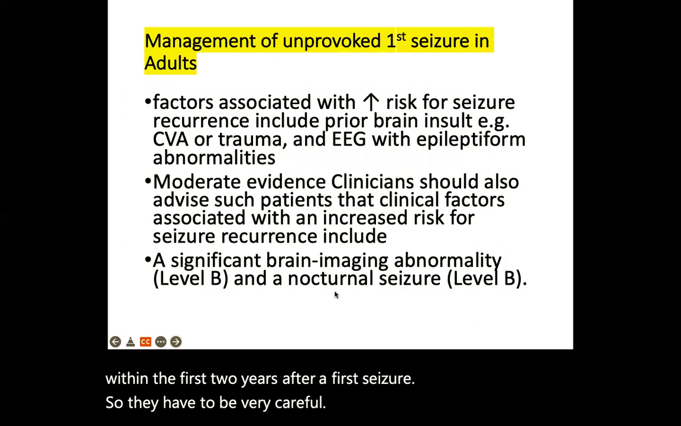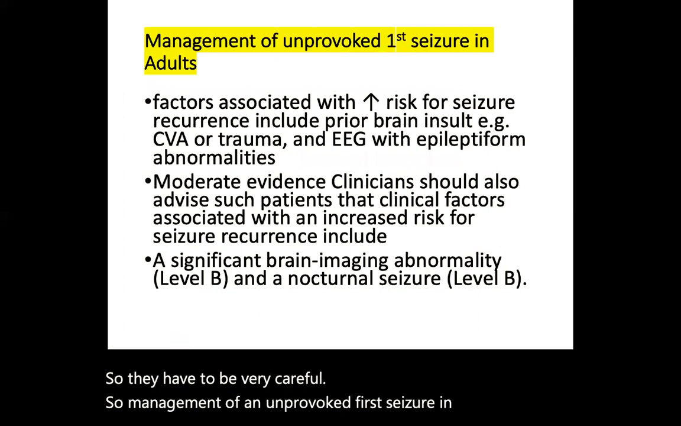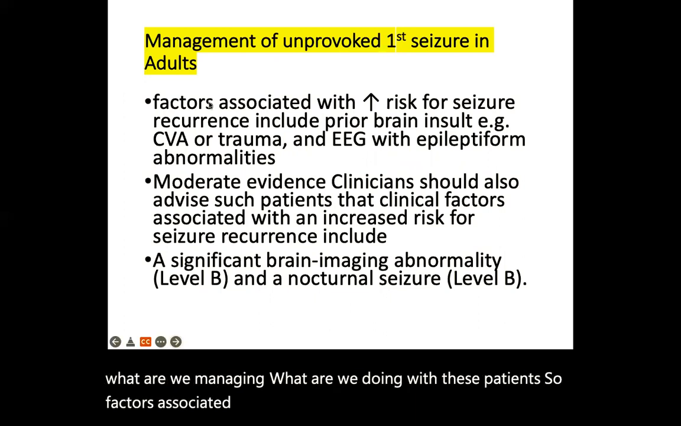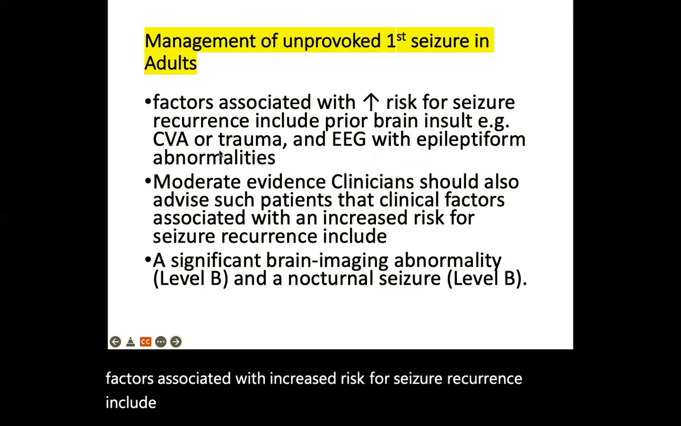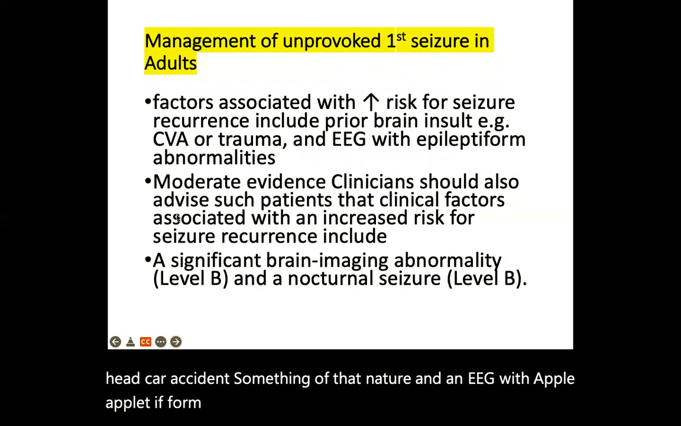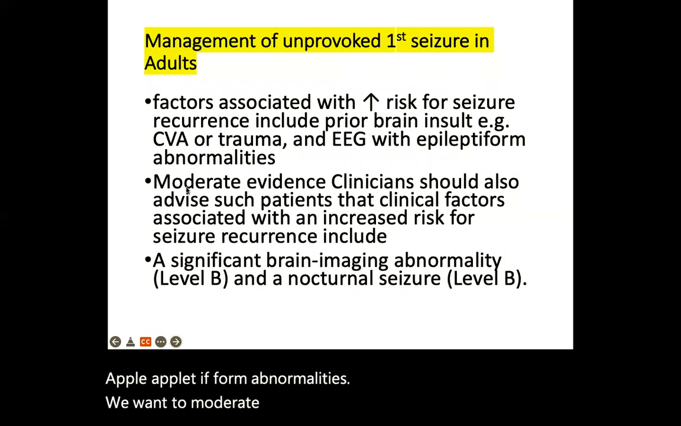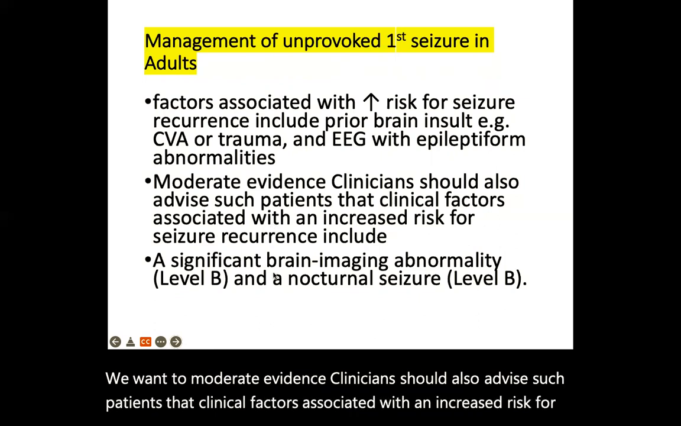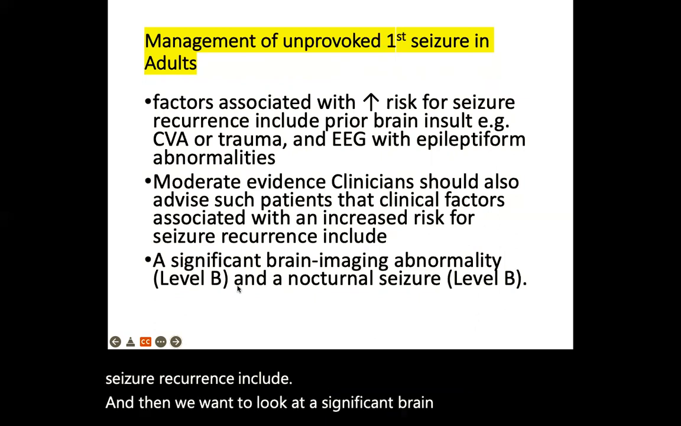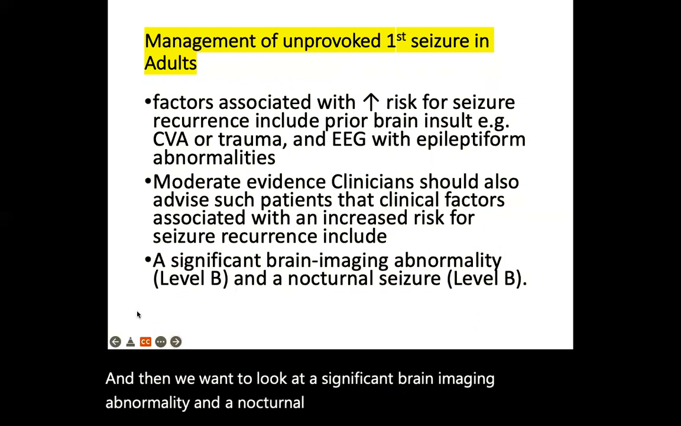So, management of an unprovoked first seizure in adults. What are we managing? What are we doing with these patients? Factors associated with increased risk for seizure recurrence include prior brain insult, like they had a stroke or trauma to the head, car accident, something of that nature, and an EEG with epileptiform abnormalities. That's moderate evidence. Clinicians should also advise such patients that clinical factors associated with an increased risk for seizure recurrence include a significant brain imaging abnormality and a nocturnal seizure.